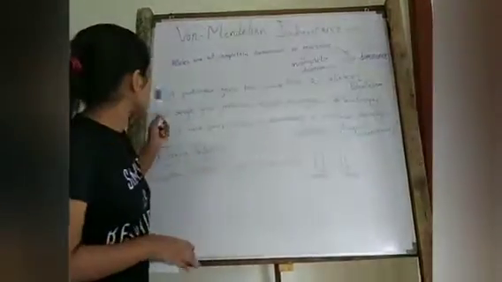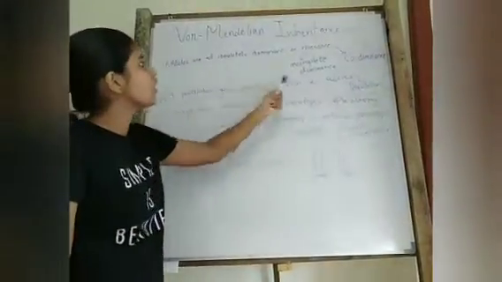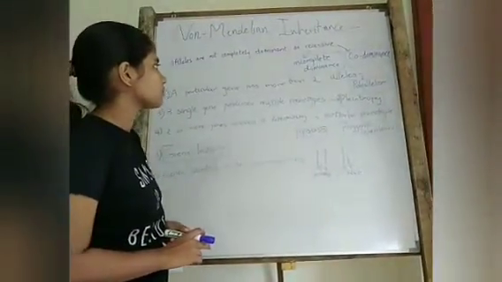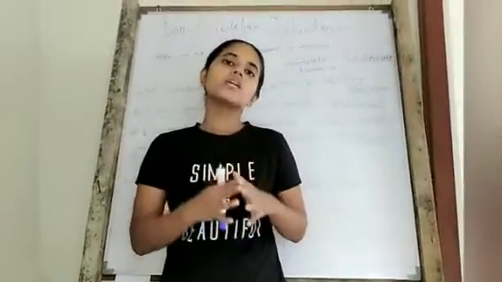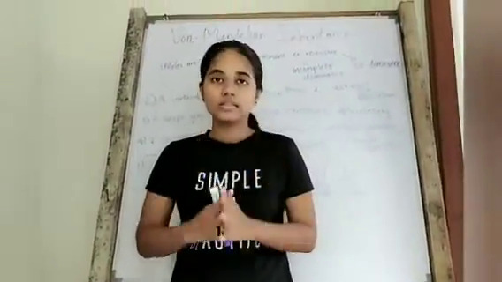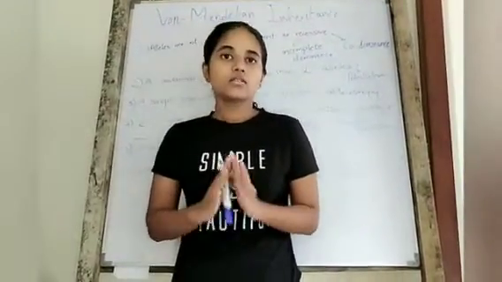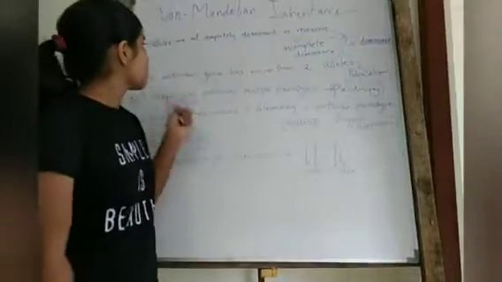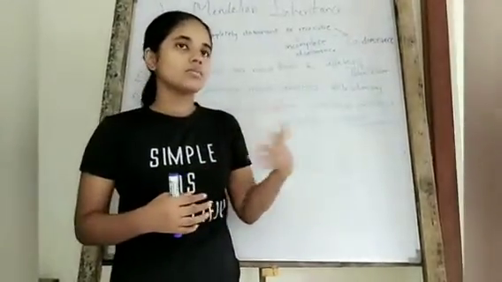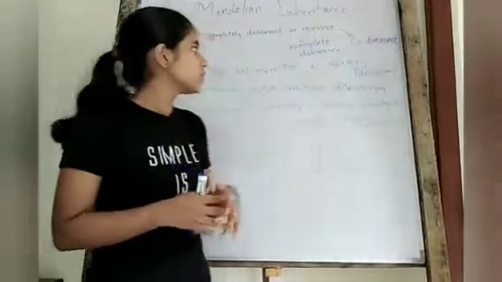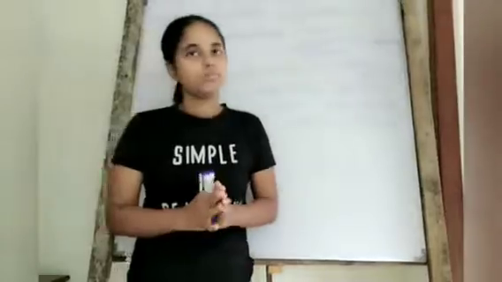Then we move on to the second one. The second one is where a particular gene has more than two alleles. In Mendelian inheritance, for a particular character, there are only two alleles. One is the dominant allele and the other is the recessive allele. But there are instances where a single gene can have more than two alleles. There can be 3 or 4 alleles. This instance is known as polyallelism.